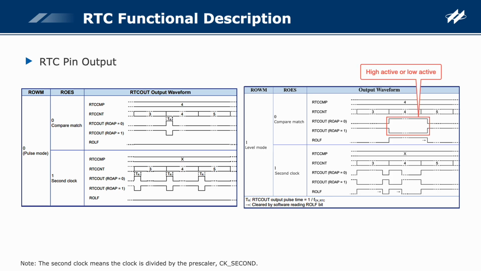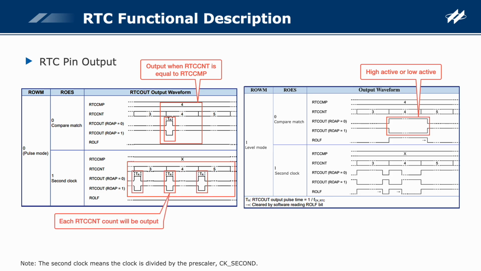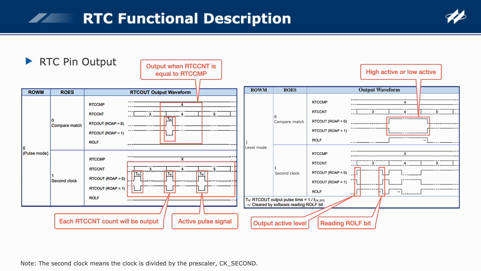The main difference between the different polarities lies in whether the pin output is high or low when the output event occurs. A compare match event occurs when the counter value is equal to the value set in the compare register. A second clock event occurs when the falling edge of the second clock arrives. In the pulse mode, when an event occurs, an active pulse signal is output on the output pin. In the level mode, when an event occurs, an active level is output on the output pin until the ROLF bit is cleared by reading the ROLF bit.